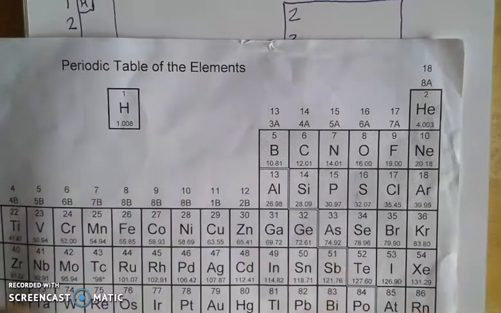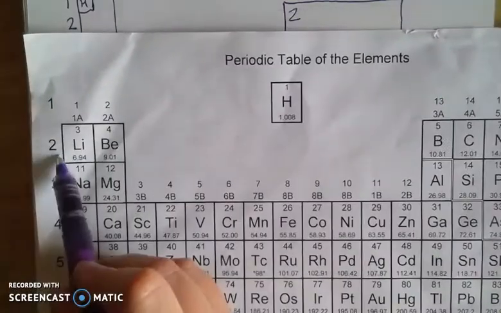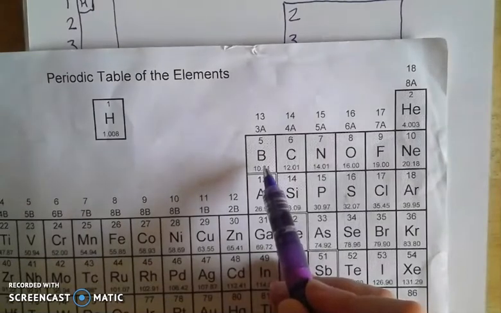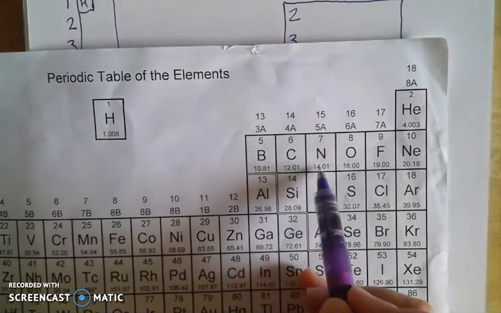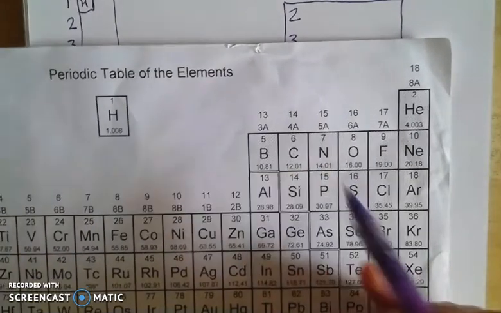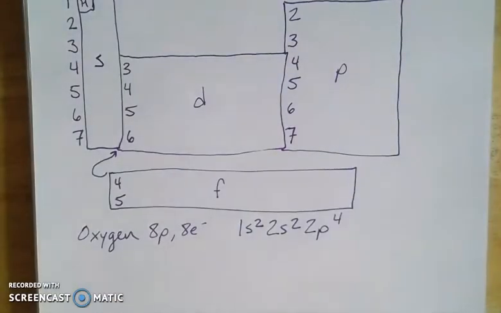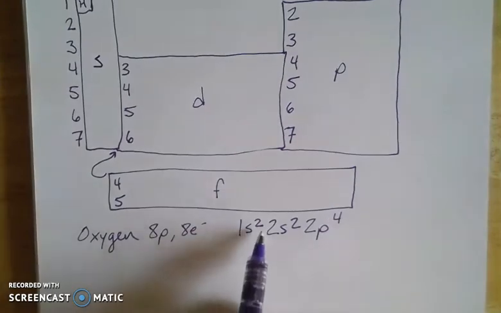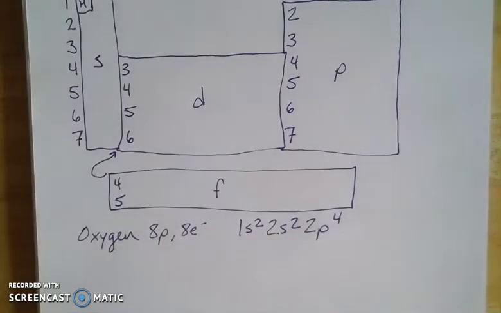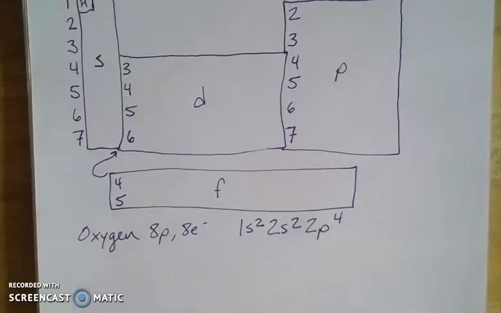Now I'm hopping over to the 2 for my period, P for my block, and I'm going to count over 1, 2, 3, 4 elements, 2p4, and that's my electron configuration, right? So I count up my 2, 2, 4, that gives me 8 electrons, that gives me my oxygen. Pretty cool, right? Let's go down further.